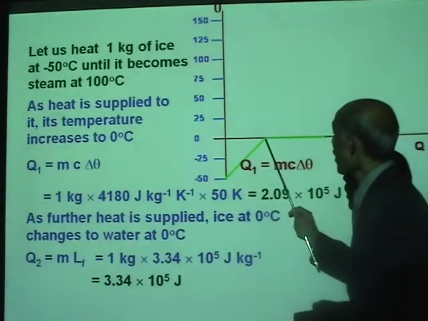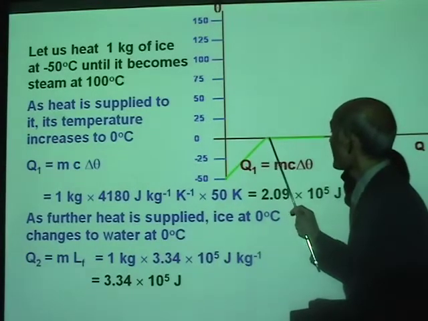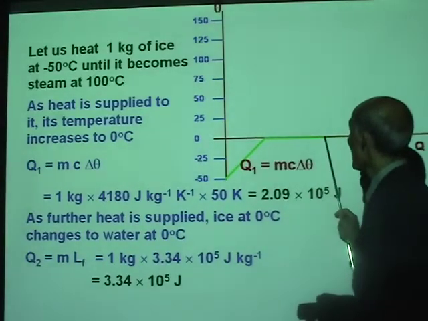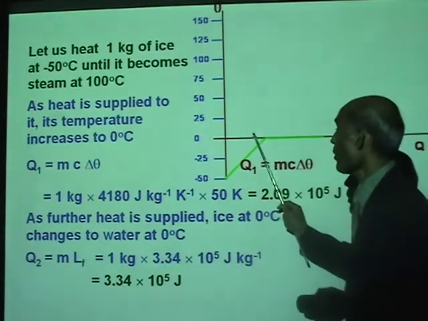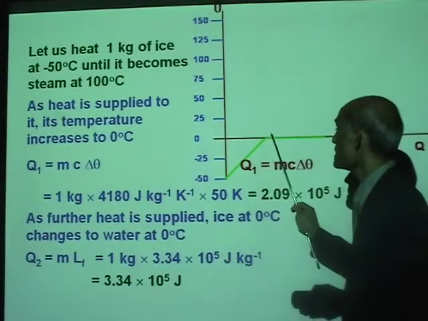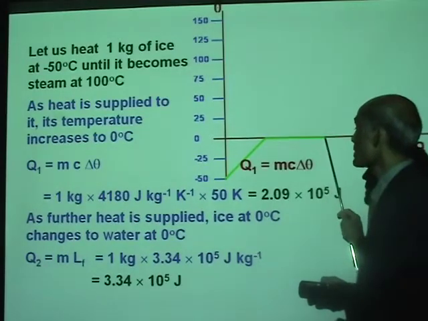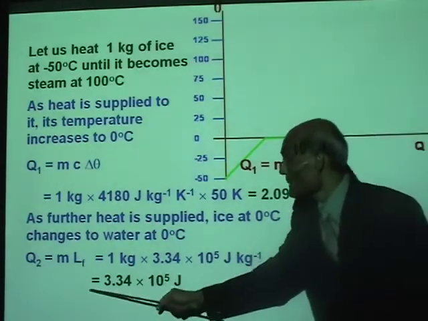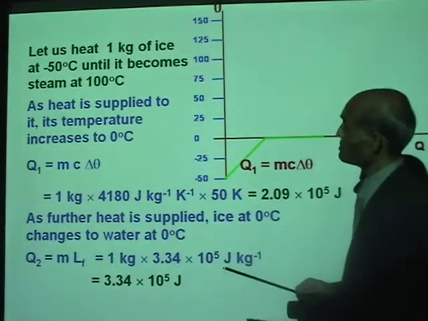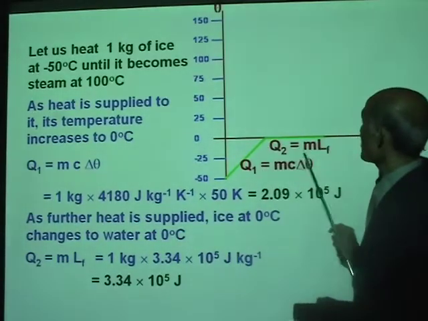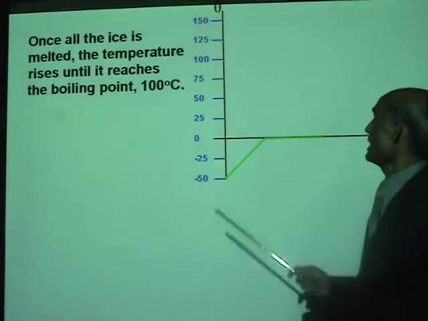Now here, all of the substance is ice, and when you come here, all of it becomes water. That is the change. So all the ice at 0 degrees has now become water at 0 degrees, absorbing this much heat. Alright, let's now go and see what's the next stage.